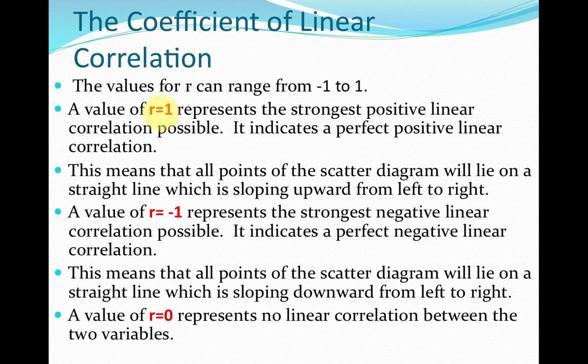If you have an R of 0, it means that you have no correlation between the two variables. You've got complete randomness in the points on the scatter diagram. So we go from -1, which is strongest negative linear correlation, to 0, which is no linear correlation, to 1, which is strongest positive linear correlation.